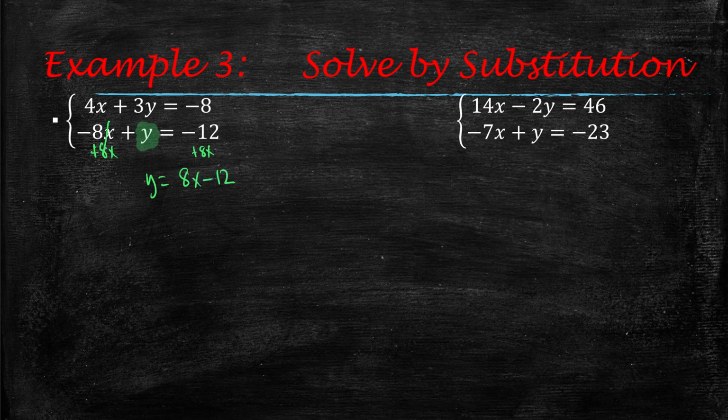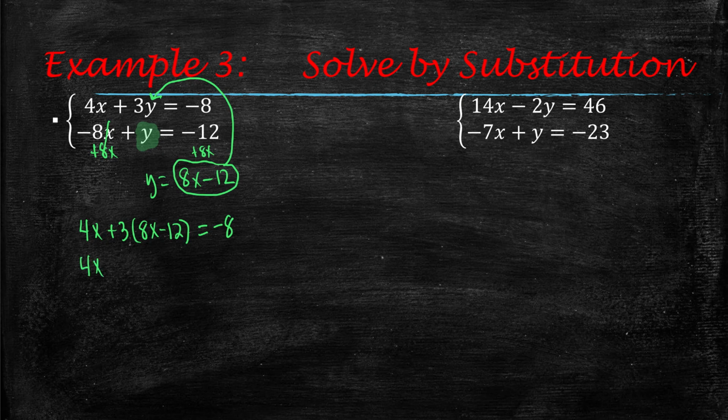And so what you do for substitution is you take this equation now that you've solved for y, and you take this value that you got for y, and you put it in place of the y in the other equation. So you're going to have 4x plus 3, and in place of the y, I'm going to put in 8x minus 12. And that's equal to negative 8. And now you just have one variable that you can solve for.